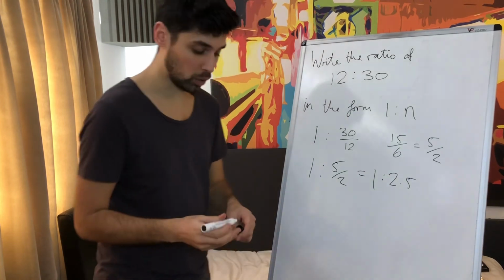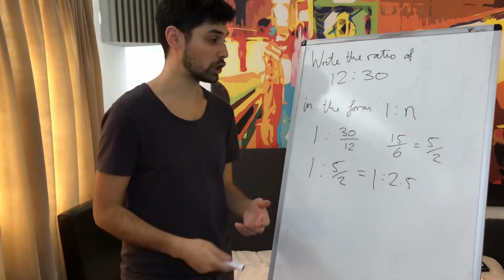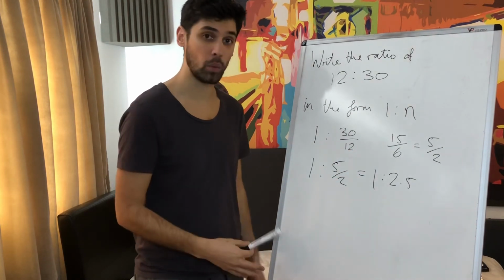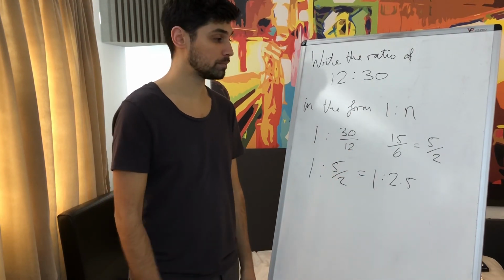So like I said, we don't like decimals or fractions in ratios. But in this type of question, where it's specifically asking for one of the numbers to be a 1, sometimes we have to deal with it. And that's how we do it.